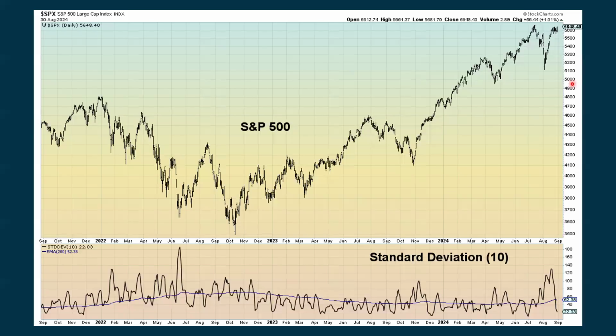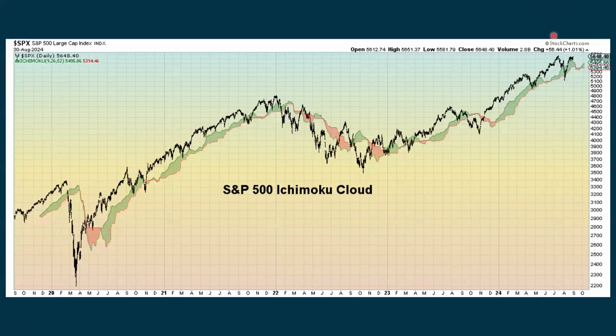Then standard deviation. There was a while that I was really showing this chart every day because we were going up fast. This doesn't measure direction, it measures speed over the last 10 periods. And when this is really shooting up, that means the S&P is going fast, either up or down. Well, we've really dropped off as the market's been going sideways lately.